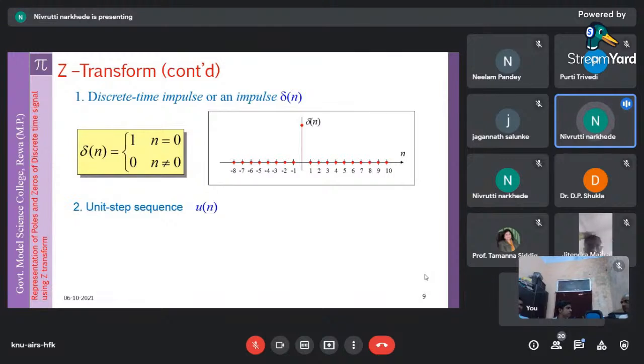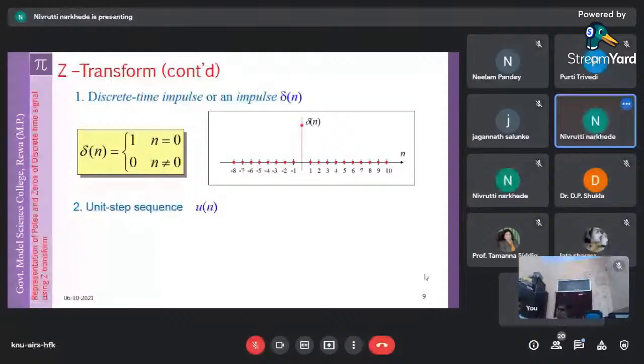So in day-to-day life, it is not possible for the signals to be present in this form. In many cases the digital version is right. That's why we are talking about only the digital version.